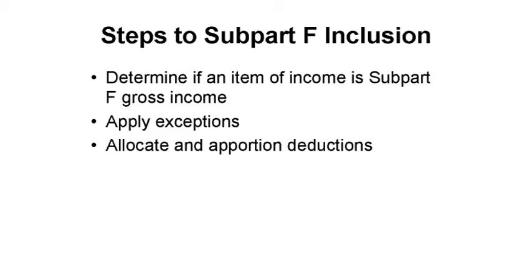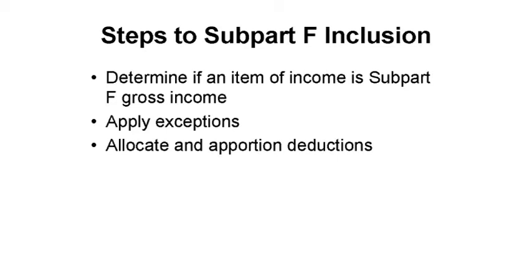U.S. shareholders of a CFC must include in their income their shares of net Subpart F income. The steps to determining this are as follows. First, determine if Subpart F income is Subpart F gross income. Next, apply the exceptions to FPHC income or FBC income. Finally, allocate and apportion deductions to items of income that are Subpart F income after applying those exceptions.